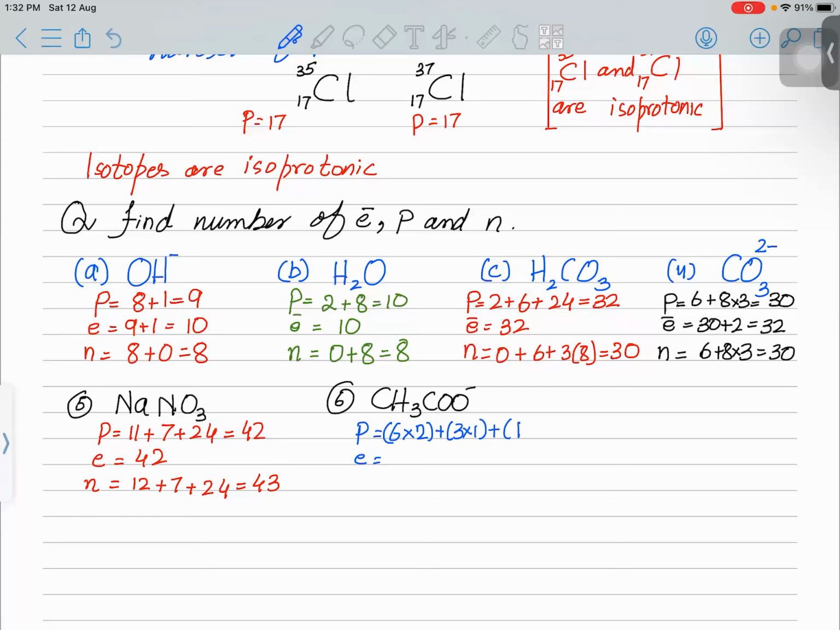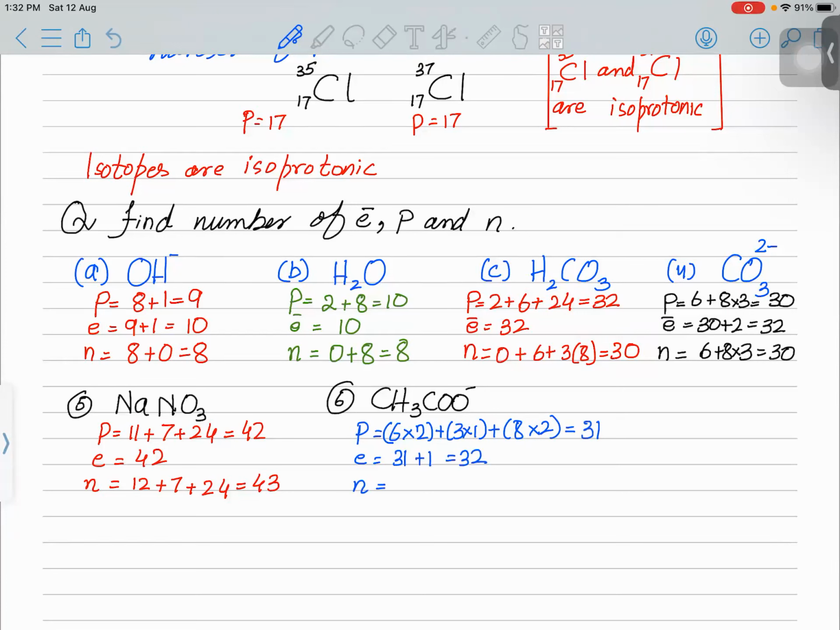So 8 times 2 is 16. The total is 16 plus 12 plus 3, which is 31. Here you have a minus 1 charge, so add 1, and the total is 32.